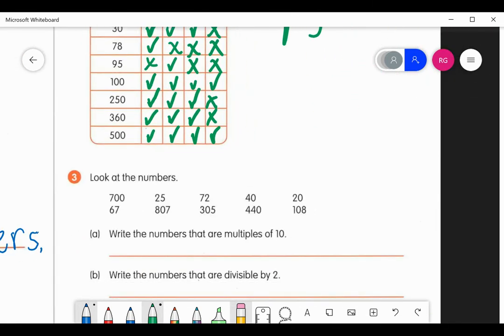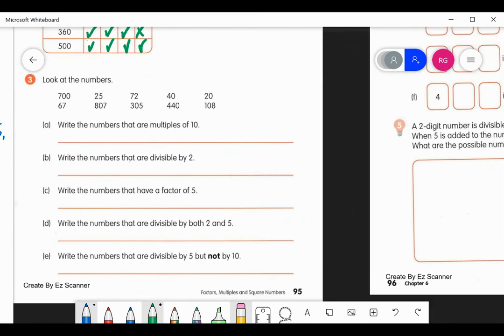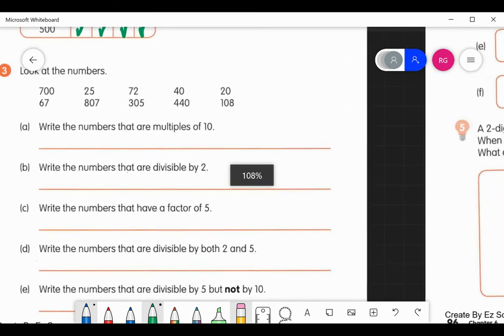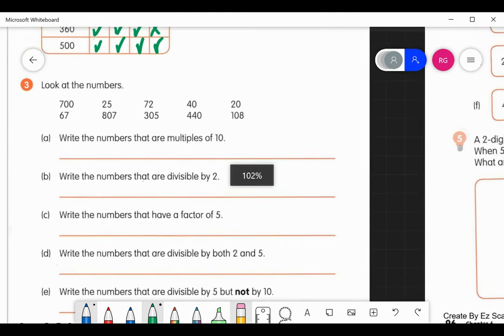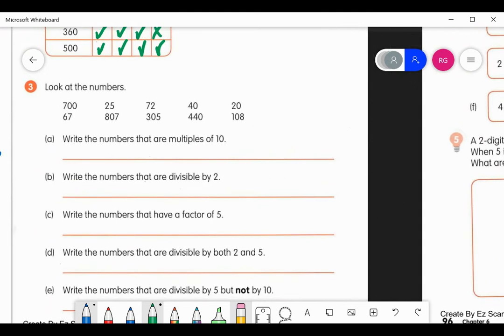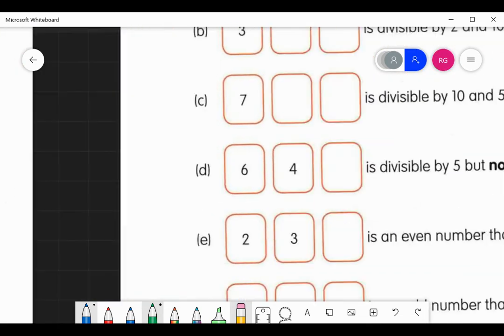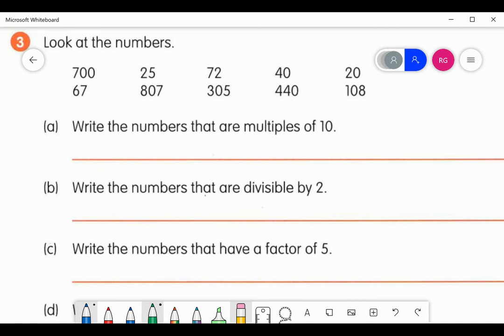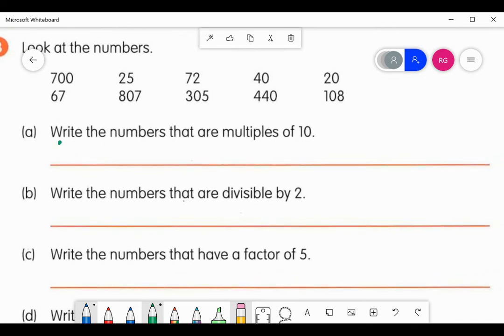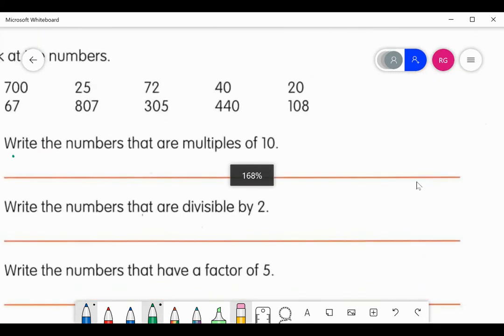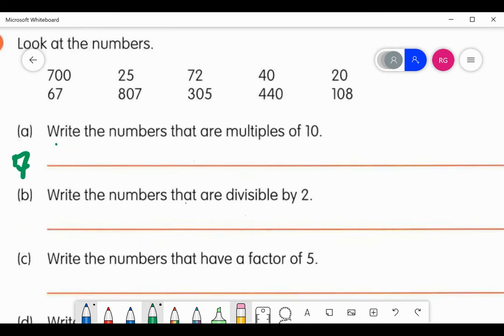And we'll move on to the bottom half here. It looks like we're on number 3. It says to look at the numbers and write the numbers that are multiples of 10. So here we go. Of this list, we need to write the numbers that are multiples of 10. If I can get back there. All right, so the first one is going to be 700. All right, there we go.